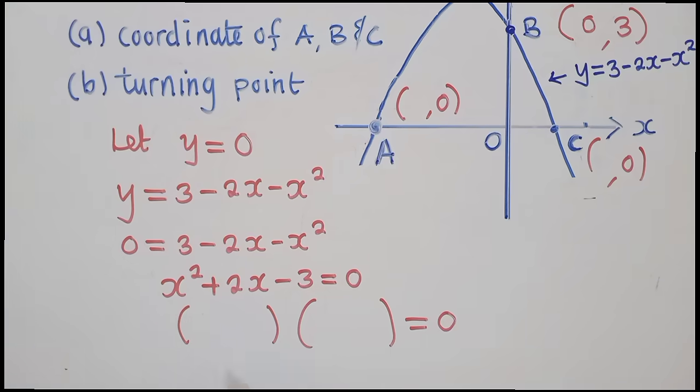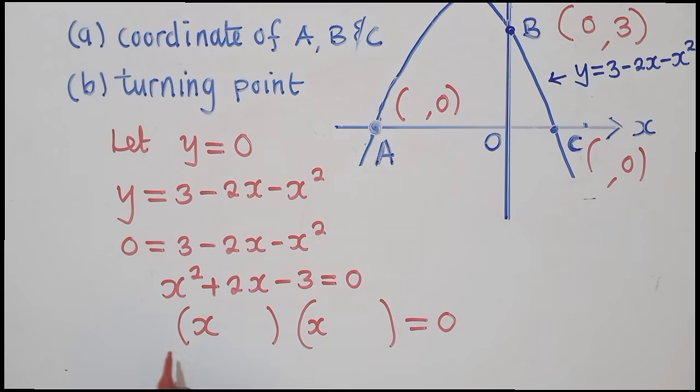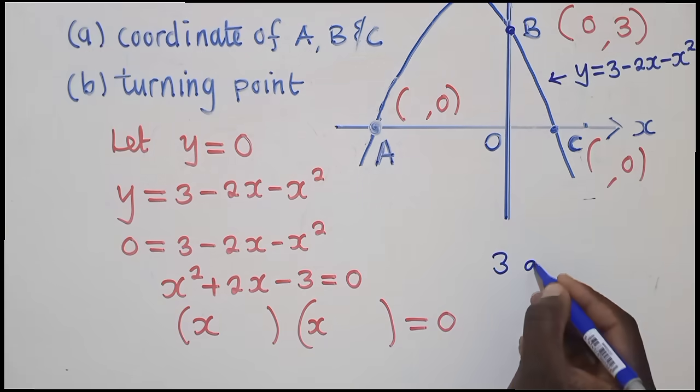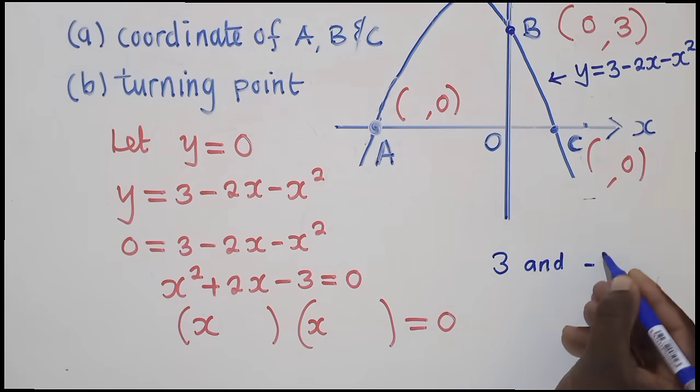And then you look at the letter which is here. What letter is this? It's X. So write it here and write it here. Okay. And then you start thinking about two numbers such that when you multiply them, they give you -3, and when you add them, they give you a 2. So those numbers will be a 3 and a -1.